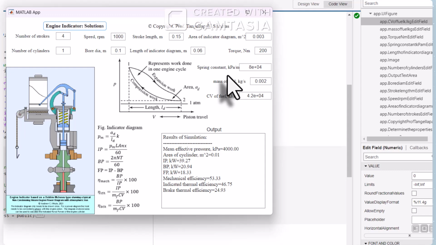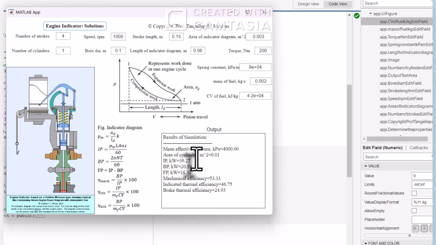Spring constant is 80,000 kilopascal per meter. Mass of the fuel is 0.002 kg per second. Calorific value is given as 42,000 kilojoules per kg. Now, after this entry, you can see the results. The mean effective pressure is 4,000 kilopascal.